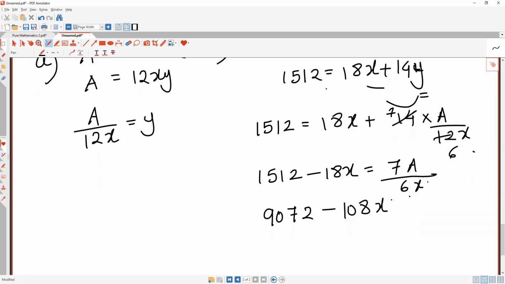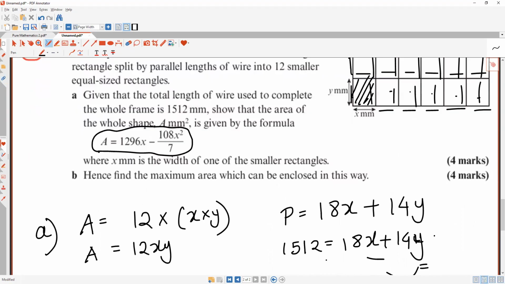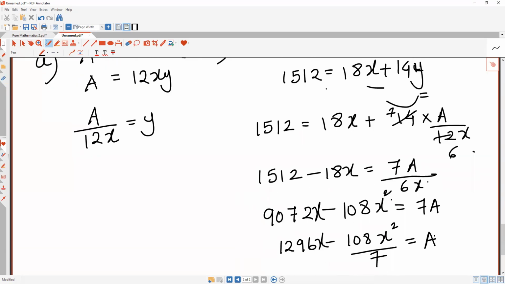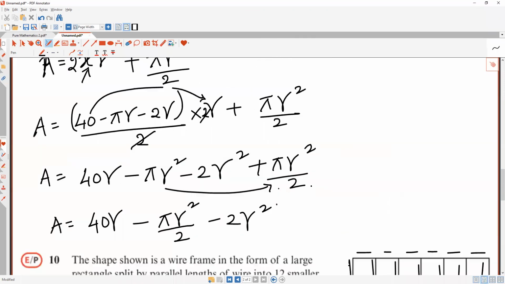And if you cross multiply, it's going to be 9072x minus 108x square is equal to 7A. Now divide both sides with 7. 9072 divided by 7 is 1296. So this is 1296x minus 108x square divided by 7 is equal to A. Everybody clear with this? Maria, you are having doubt in this. Clear? Yes. Okay, cool.